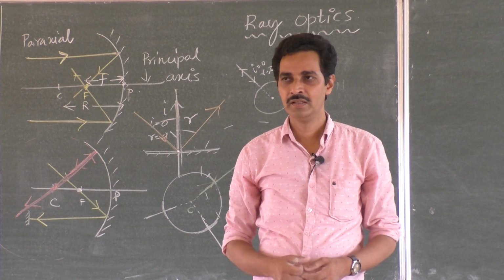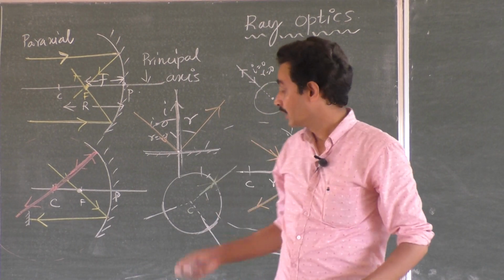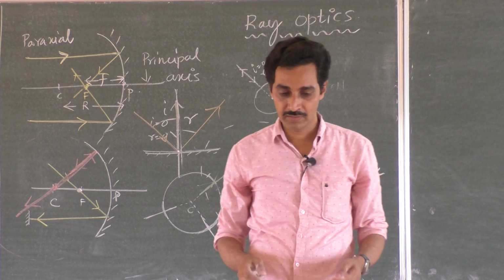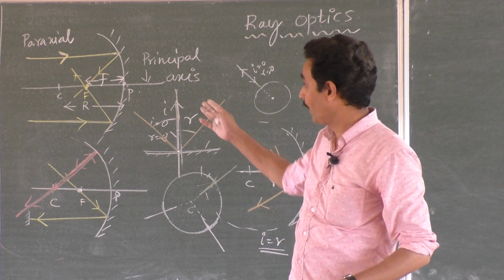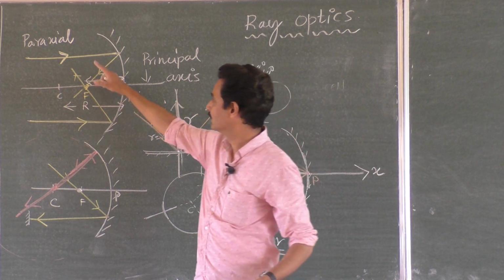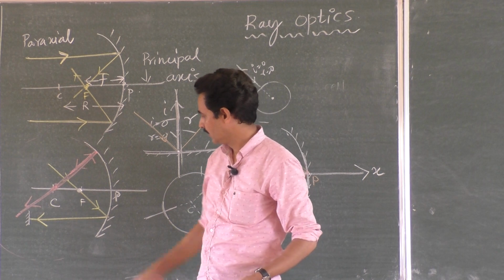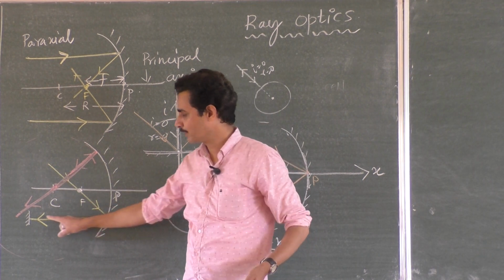We have seen different rays of light which are falling on a concave mirror. What happens to their resultant or final fate? A parallel ray to the principal axis passes through the focus. A ray passing through the focus becomes parallel.